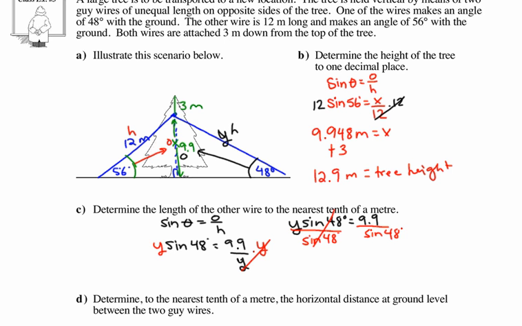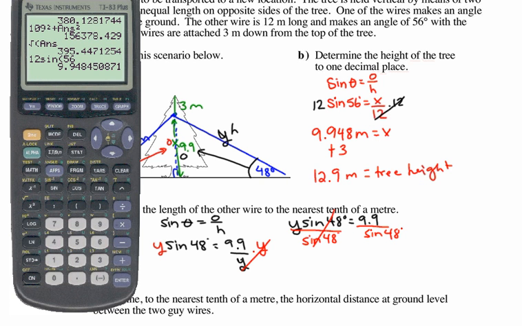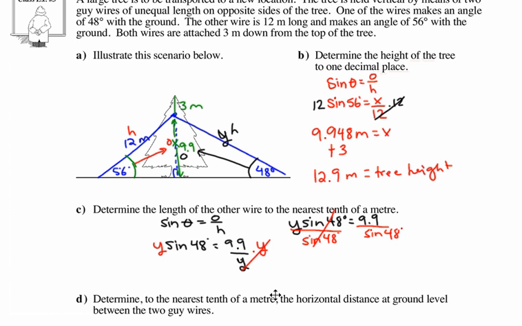Okay, so in my calculator, luckily I still have the 9.9 there, so I can just go divided by sine 48, because we want to use our exact values. And to the nearest tenth, that's 13.4 meters long. So the wire is 13.4 meters long.